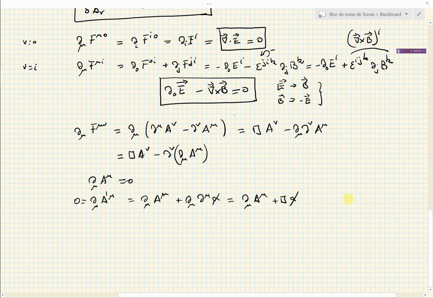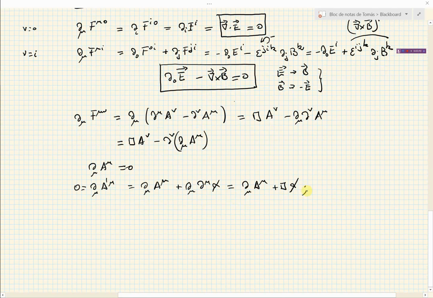So if I want this to be 0, I just have to solve this equation, which is not simple, but can always be done. This is the relevant thing. This means that I can always choose this gauge. So this is the Lorentz or covariant gauge.